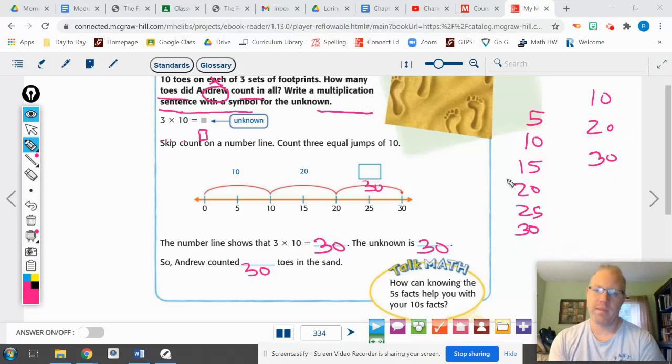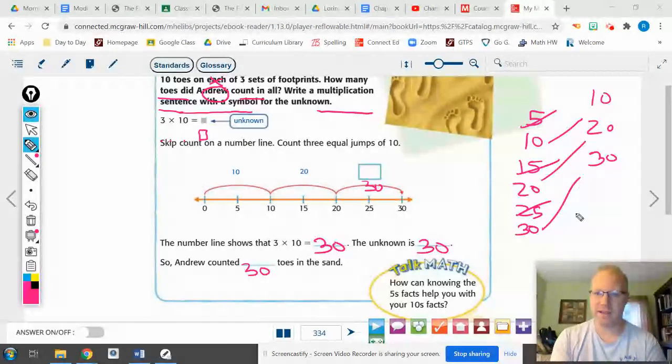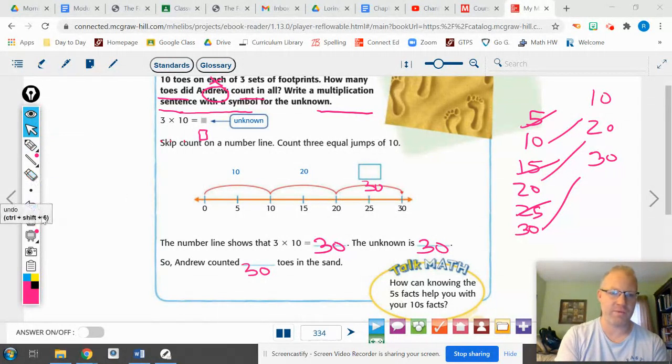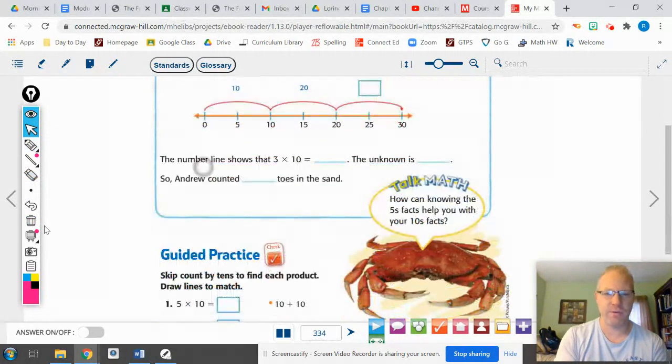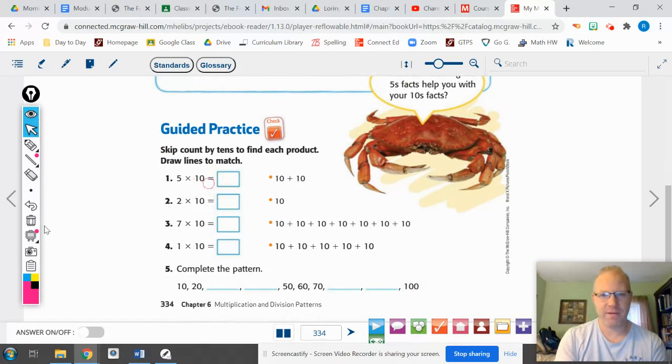If you take notice, every other fact is the fact for the tens. So every other fact is the fact for the tens. So we're just trying to notice patterns between multiplication facts as we go through. Here we go. Hey, Crab.